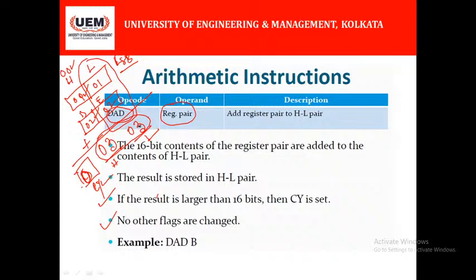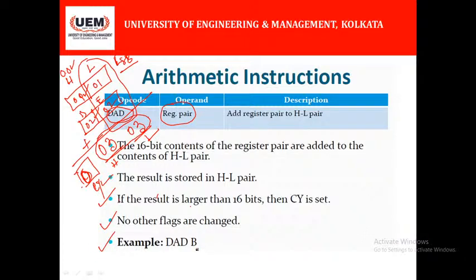In earlier cases we were storing the result in the accumulator. That is why, if the value of the accumulator changes, naturally the sign flag, zero flag, parity flag and auxiliary carry will change. But here we are storing the result in the HL register pair, which is not the accumulator. That is why the sign flag, parity flag, zero flag and auxiliary carry are not affected. Only the carry flag will be affected, because there is a chance of an outside carry, which can be either 0 or 1. If no carry is generated, then the carry flag is 0, otherwise it is 1.